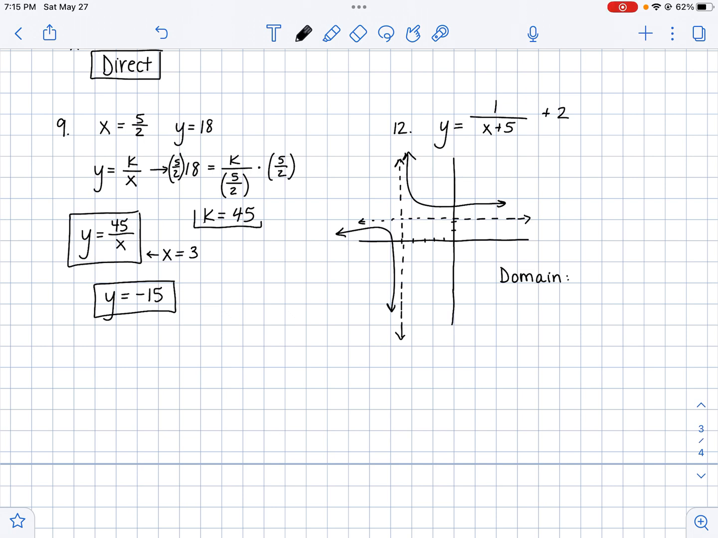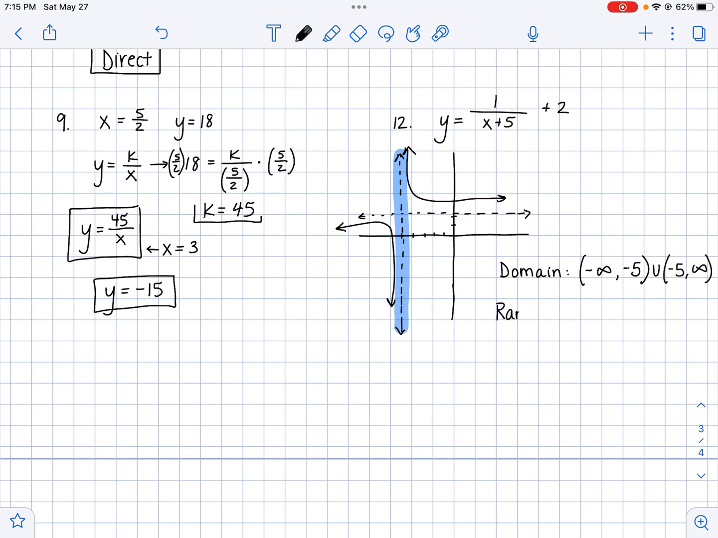Okay, so the domain is all the real numbers except the asymptote. And so I am going to write this as -infinity to -5 in union with -5 to infinity. Remember, we use parentheses when it does not include a number and brackets when it does. And then I'm going to do the same thing for the range. That would be -infinity to 2 in union with 2 to infinity.